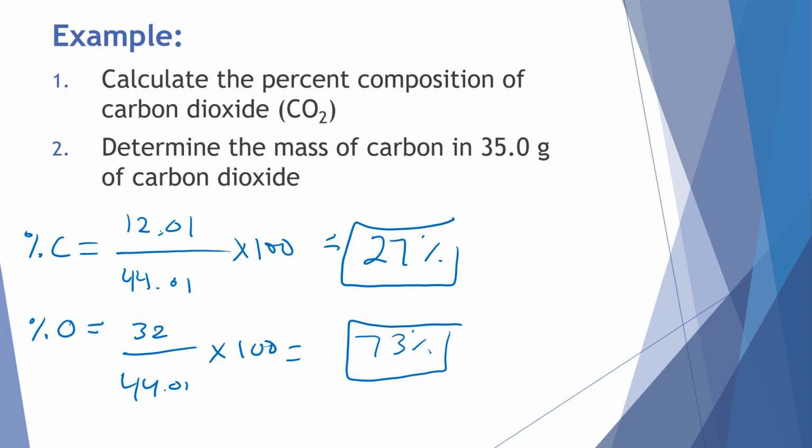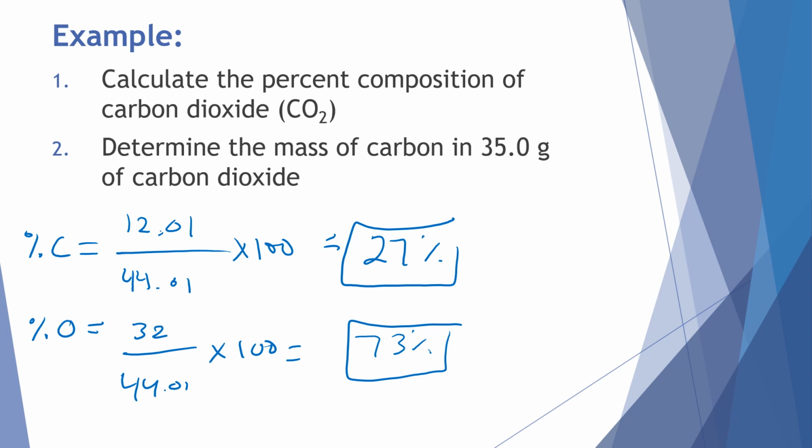However, you need to be careful because if you mess up on one, you'll get the wrong answer on the second one, then both will count against you. Also, I'll show you an example in a little bit of what I'm about to say. Determine the mass of carbon in 35 grams of carbon dioxide.